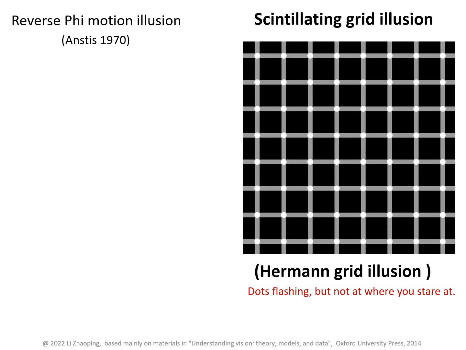Here is another illusion that's stronger in peripheral vision. You see dots flashing, but not where your gaze is staring at. These illusions likely manifest feed-forward visual algorithms in the brain.